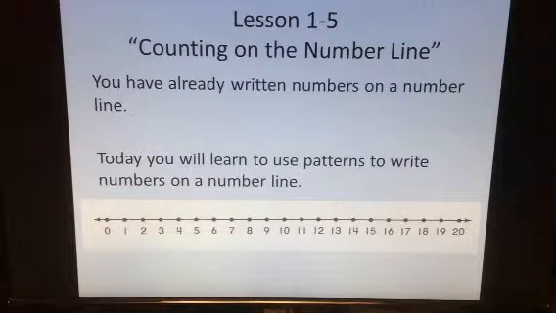Hello, for our lesson today we have lesson 1-5, counting on the number line. You have already written numbers on a number line. Today you will learn to use patterns to write numbers on a number line.